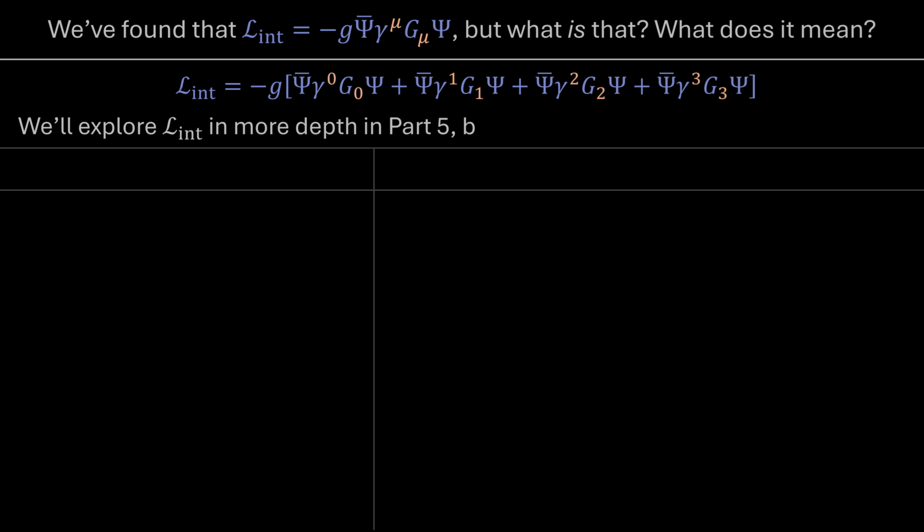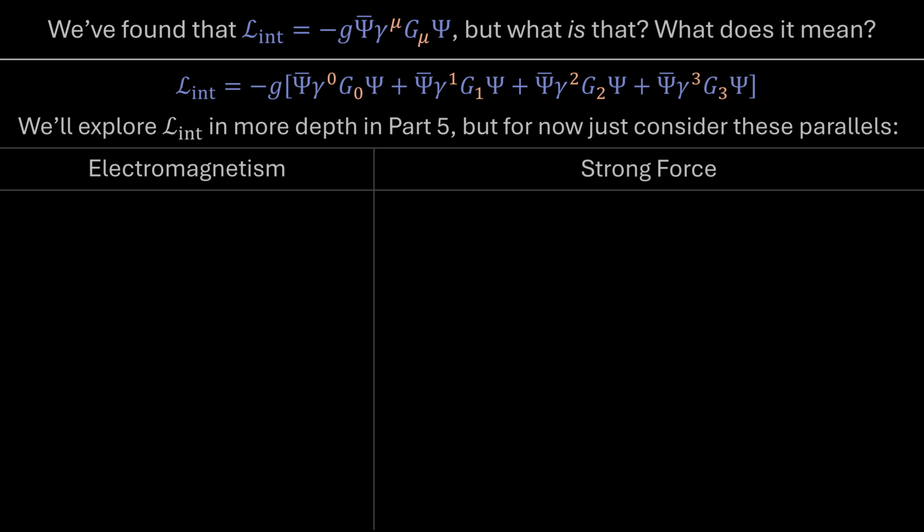Now, the exact nature of this interaction term is a little complicated, and so we're going to explore it in more depth in part 5 of this video series when we get into the QCD Lagrangian. But for now, I just want to bring up a few parallels between the interaction term for electromagnetism and the interaction term for the strong force. So for electromagnetism, we found that our interaction term is given by negative q psi bar gamma mu A mu psi, where q is the electric charge, psi is the matter field, a Dirac bispinor, psi bar is its Dirac adjoint, gamma mu are the Dirac matrices, and A mu is the gauge field of electromagnetism, that is, the photon field.